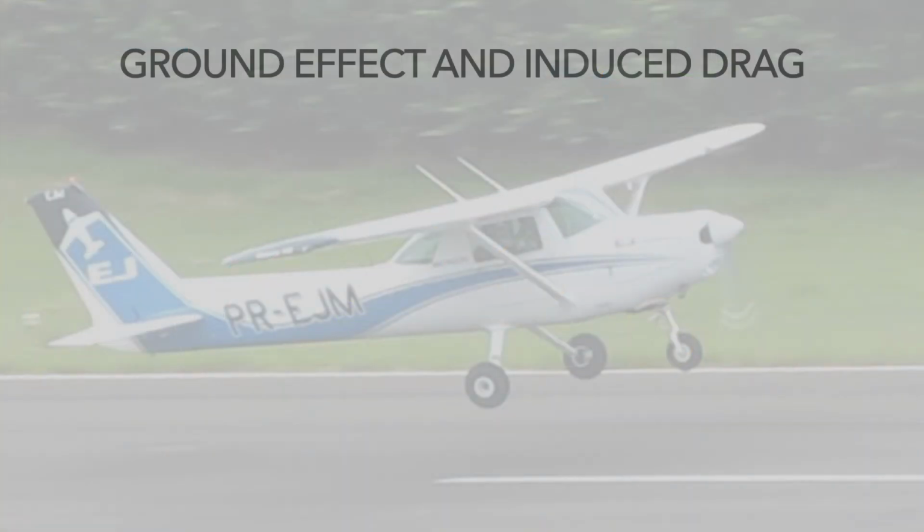Our final discussion for this presentation will be on ground effect. Ground effect occurs due to the Earth's surface interfering with the airflow around the wings, resulting in decreased induced drag and consequentially increasing the vertical component of lift. This has implications for both takeoff and landing phases of flight.